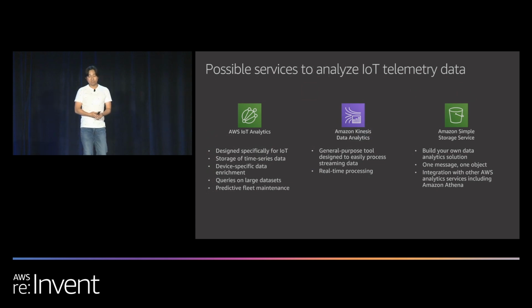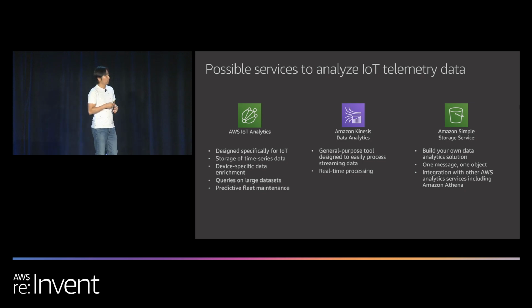There are various options you can choose, and here are a few. One is AWS IoT Analytics, which we chose because it is designed specifically for IoT, and it has storage of time series data as well. So you can query time series data with AWS IoT Analytics. It also has device-specific data enrichment, which means you can enrich your data. And you can query on large data sets as well. And you can have predictive fleet management with AWS IoT Analytics, AWS IoT Greengrass and Amazon SageMaker.